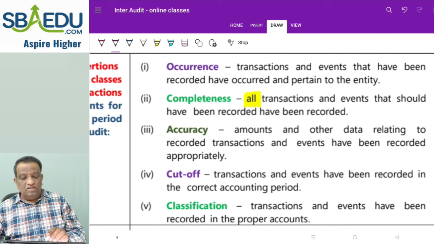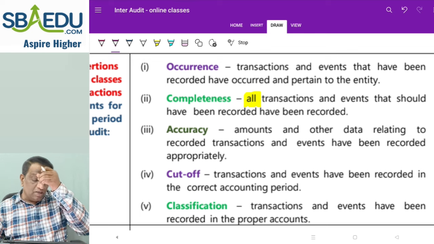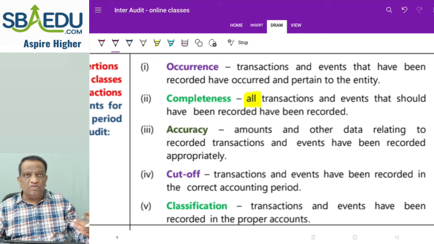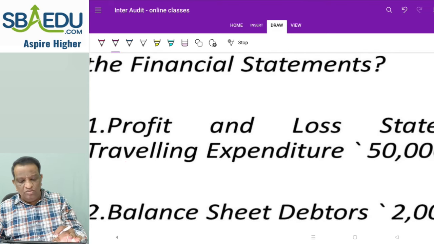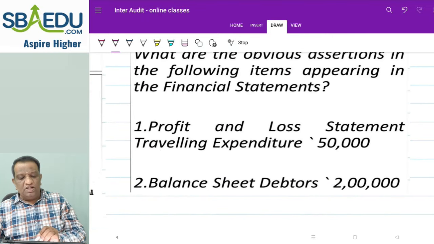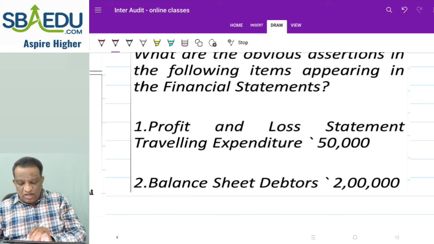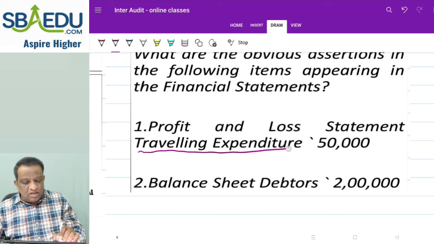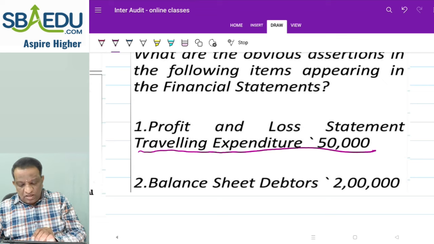Now occurrence, that is, the transactions have really occurred. That is what the management is trying to say, they have really occurred. Therefore as an auditor I need to ensure that it has occurred. Now I'll show you another example. Take this statement from the P&L. What is the assertion the management is trying to convey by writing this statement in the P&L expenditure? They are saying traveling expenditure 50,000. What is the management trying to say? That there was a travel and the travel has actually happened.